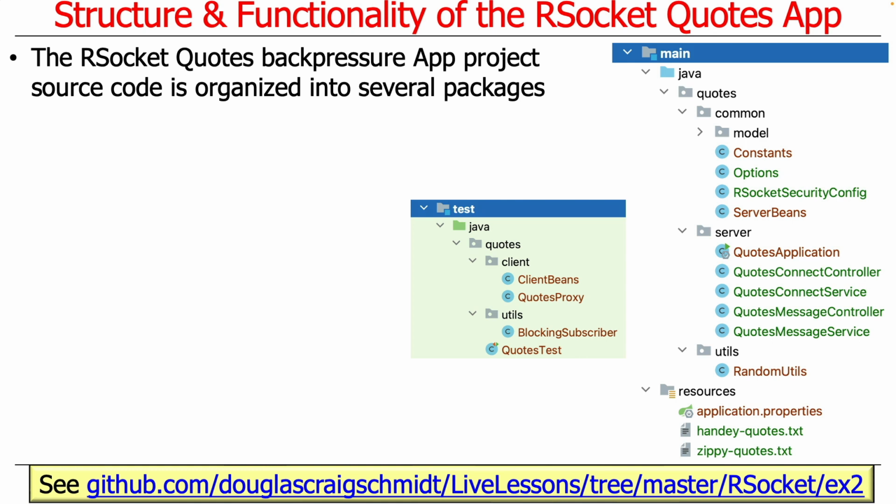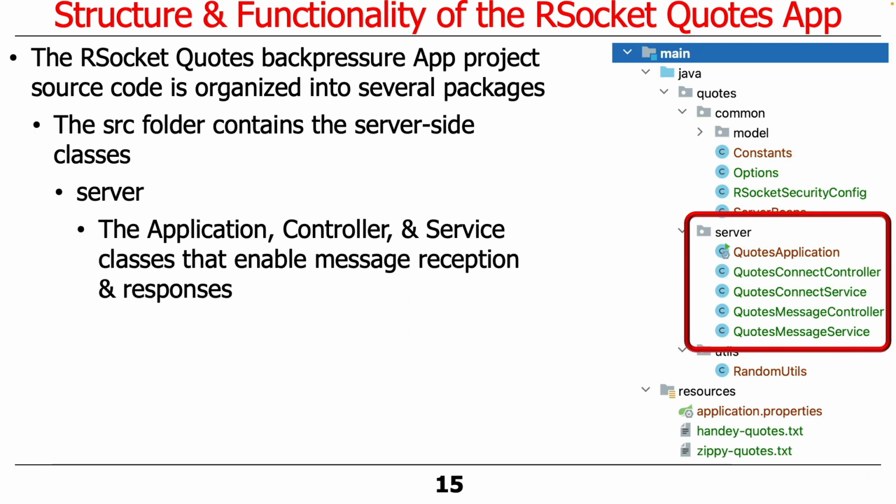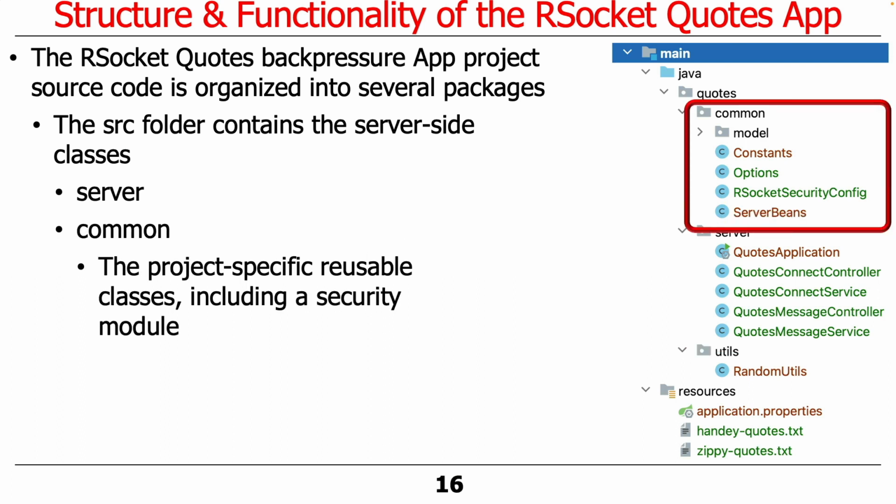This is a little different from what we looked at before. This, of course, is found in this repository project. The source main has the server-side classes, and that includes the newly refactored set of multiple controllers and multiple services that we've got here. We still have only one microservice entry point through the quotes application. The common part has the reusable classes that are specific to this project, including an RSocket security module that is specific to this example, but is easy to generalize if you would like to.